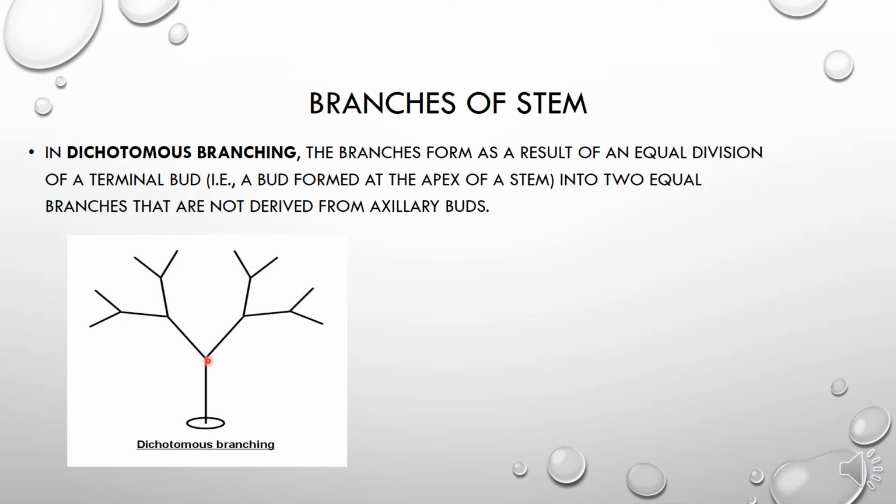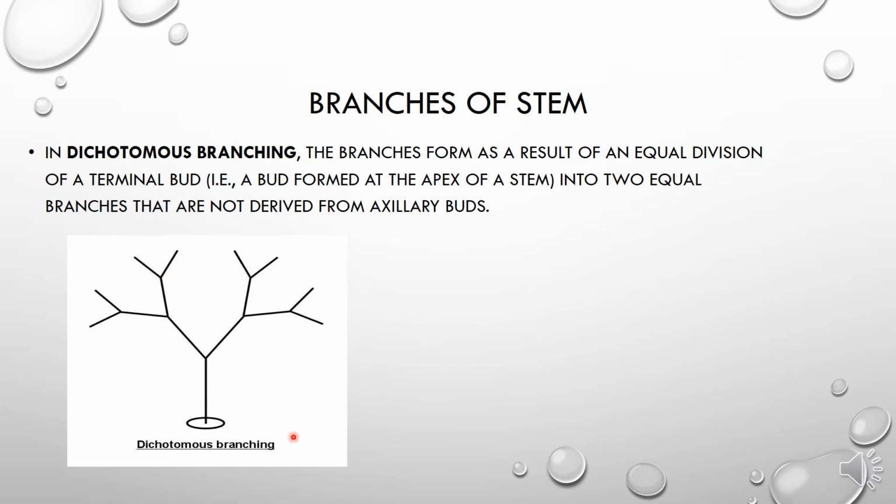Suppose this is the apical bud, this is the stem, and this is the apical bud. The two branches appear from the apical bud, right? One from this side and one from this side, and these two branches are further divided into two equal branches, and then those two branches are further divided into equal branches.